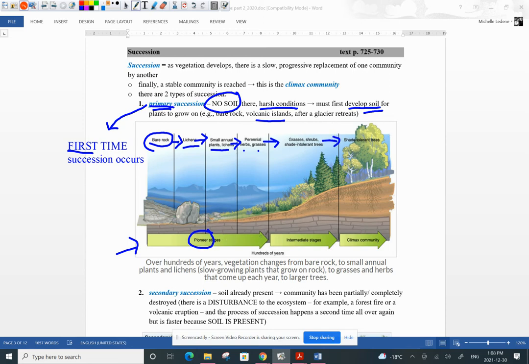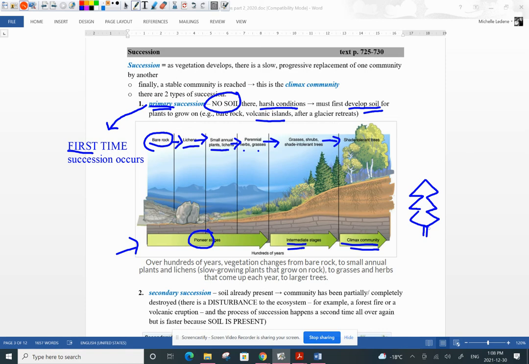So the pioneers are replaced by a bunch of intermediate stages of organisms. And of course, each time there's a different population of plants, there's going to be a different population of animals and other organisms based on what that community structure is. And finally, we're going to reach a climax community. Climax community is typically going to be either a deciduous forest or a coniferous forest. You guys know what I mean, conifers, cone-bearing trees. Okay, and so that is our stable climax community.